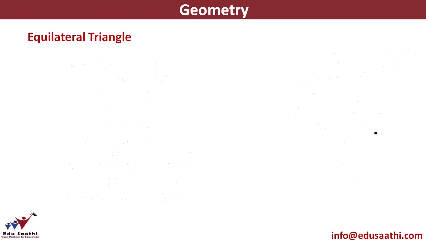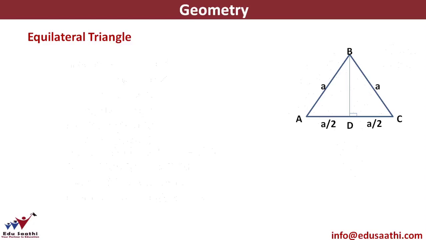Equilateral triangle. We've already discussed that an equilateral triangle is a triangle whose all 3 sides are equal, and therefore all the 3 angles are equal, and all the angles are equal to 60 degrees. Let's discuss it in a little bit more detail. ABC is an equilateral triangle, all the sides are A. If I draw a perpendicular from B to D, this perpendicular would divide the base into 2 equal parts.